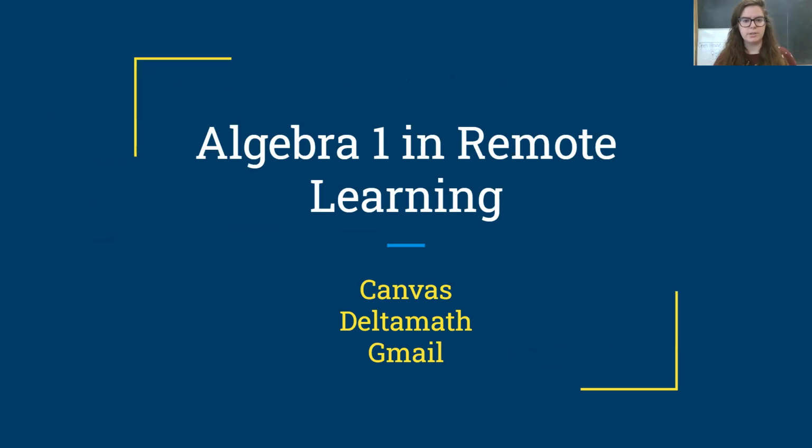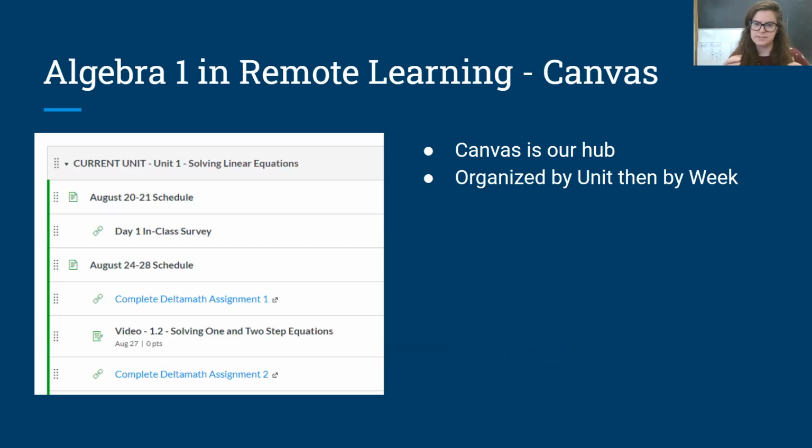Okay, so what is Algebra 1 going to look like in remote learning? I have 3 main ways we're going to communicate, and that is Canvas, Delta Math, and Gmail. Canvas is our hub. Students will go here to find the links that they need, including our class link to go to Zoom. I have organized it by unit and then by week. So here's just a quick screenshot of Unit 1, where I have the first week schedule and all of the links you need for that week. And then I had the second week schedule and all of the links we need for that week. And then when we get to a new unit, I'll make a new one of these. So it's hopefully easy for students to navigate.